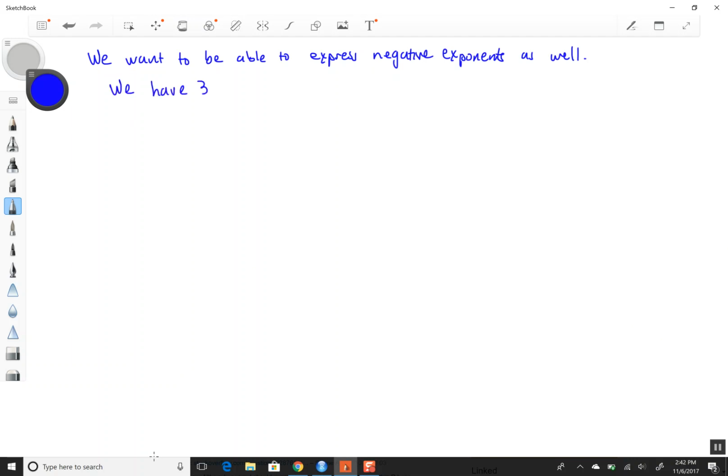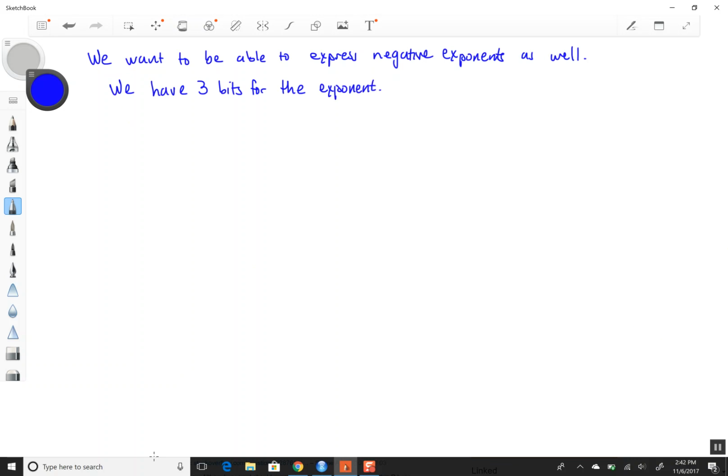Okay, so here, with our exponent, we want to be able to express both negative and positive numbers, right? Because we want the ability to express small numbers, we want to have the ability to have a negative exponent, right? So we want to be able to express negative exponents as well, right? Okay, so here we have 3 bits for the exponent.